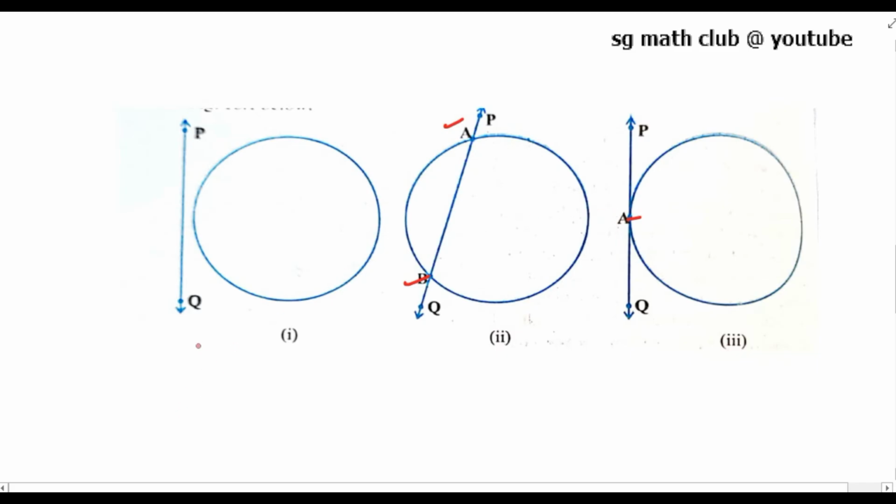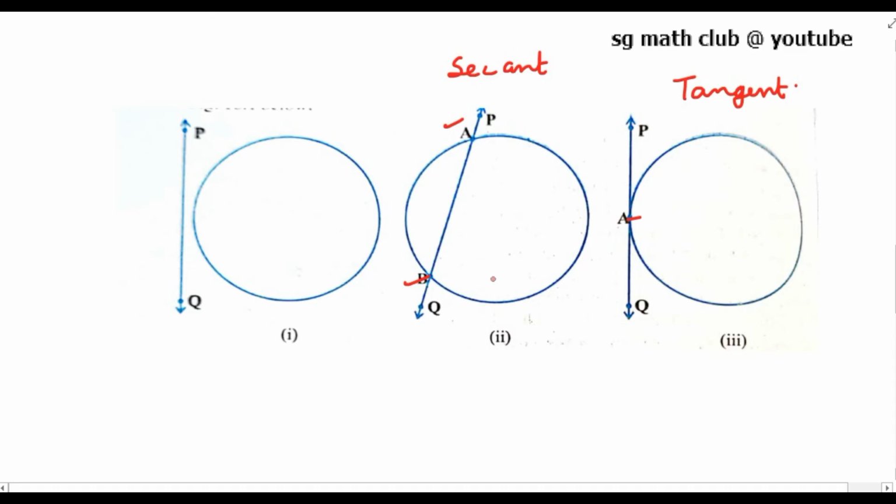So in the first case, we call the line segment PQ as non-intersecting line with respect to the circle. In the second case, we will call this PQ as secant. And in the third case, we call the line segment PQ as tangent. So first is non-intersecting line segment, second one is secant and third is tangent.